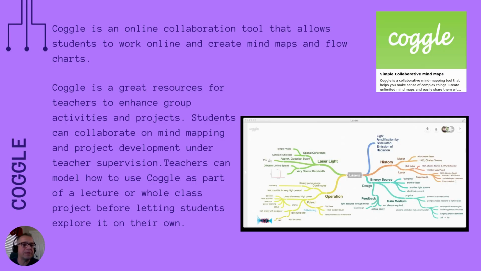The last one we're going to review is Coggle. Coggle is an online collaboration tool that allows students to work online, create mind maps, and flowcharts. Now, we've seen plenty of mind mapping tools, but Coggle is a great resource for teachers because it really supports group activities. Students can go in real time, work on a mind map together, develop that with teacher supervision, and really take control of the whole mind mapping process before they get started on a project.